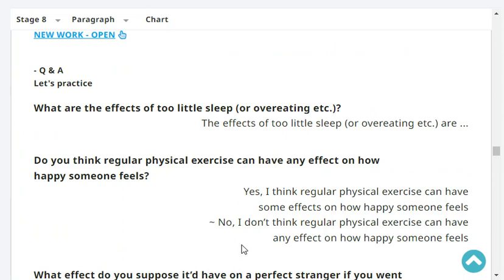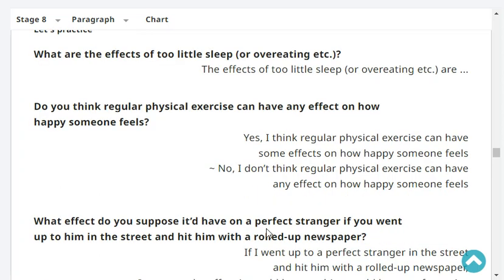Okay, next. What are the effects of too little sleep? The effects of too little sleep are headache, dizziness, etc.